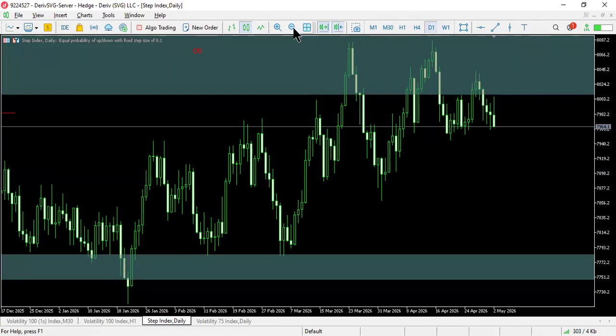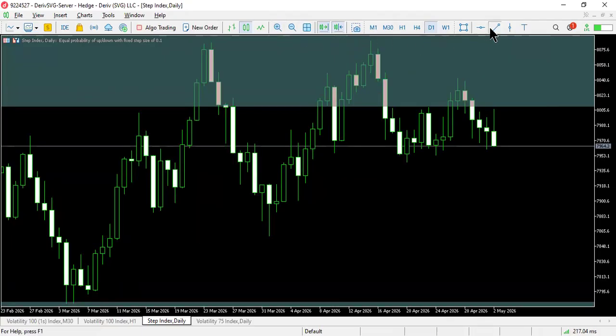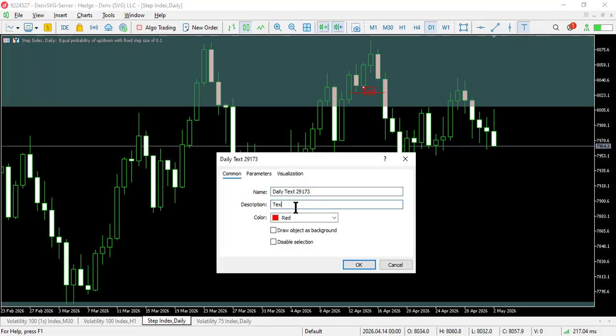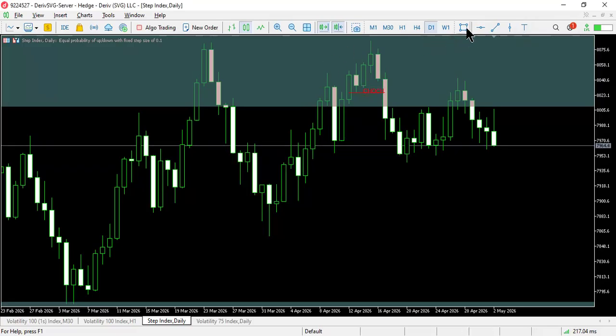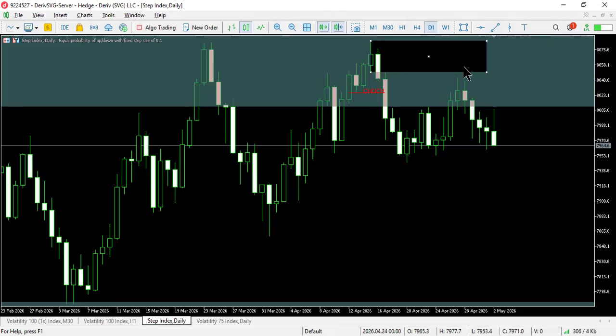Moving over to the daily time frame. From the daily time frame, we have a change of character right there. We have a change of character, and then the order block which caused the change of character is that order block right there.